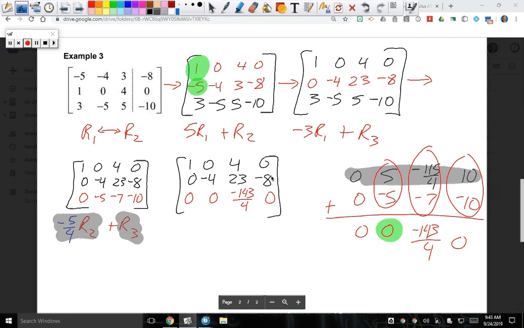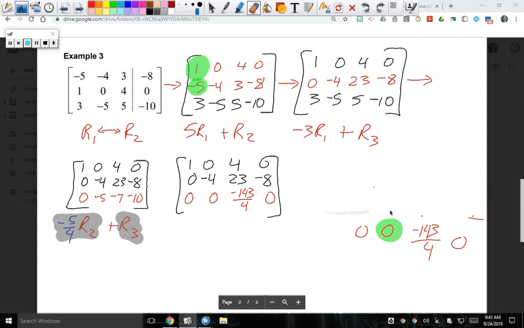The next change is going to be easy. Compared to what we just did, the next change is easy. What number did we want to change? Negative 4. What do we want to change it to? Well, 1.